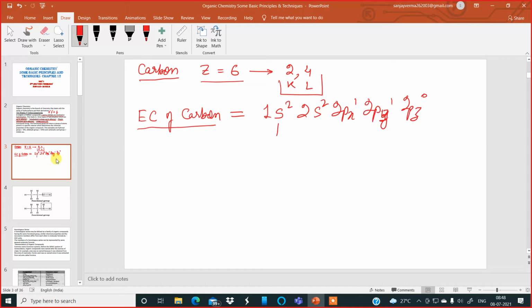This is an s orbital, s orbital, p orbital, p orbital, p orbital. The number 2 over here is electrons. The 1s orbital has 2 electrons, the 2s orbital has another 2 electrons, the 2px orbital has 1 electron, the 2py orbital has 1 electron, and the 2pz orbital has no electrons. So, if we add these electrons, 2, 4, 5, 6, there are 6 electrons altogether in the shells of the carbon atom. This is the electronic configuration of carbon in the ground state.